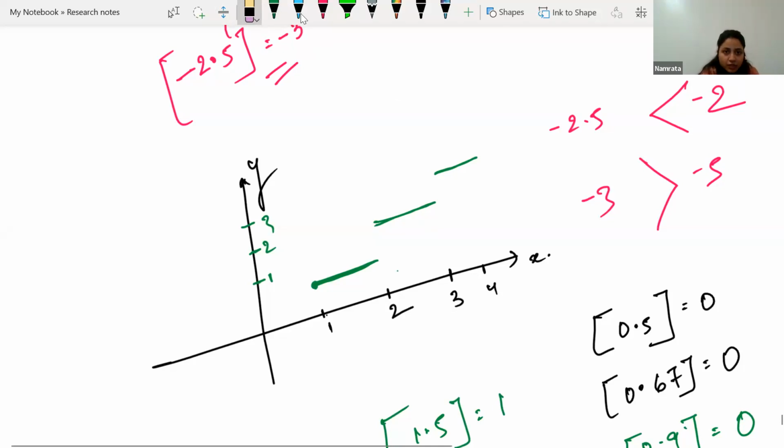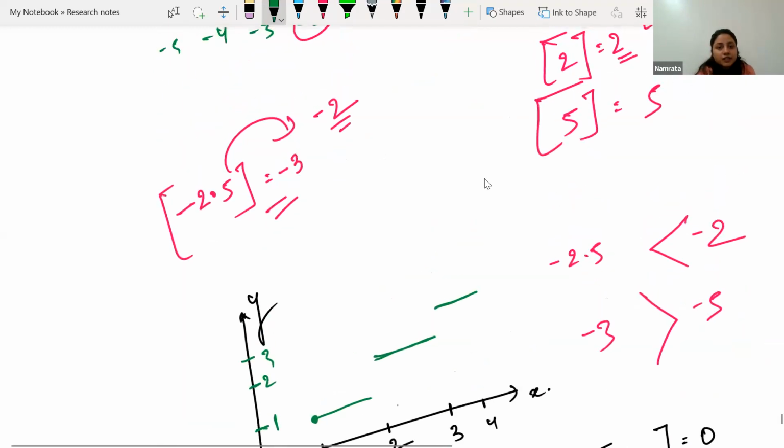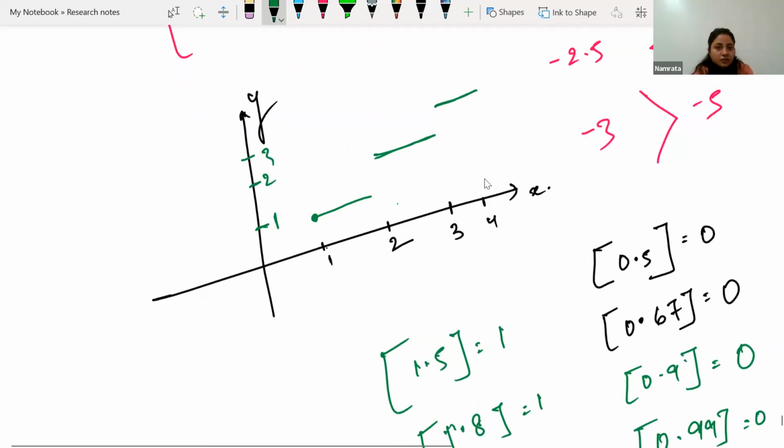Okay, or we can give, this is like in front of 1. Okay, don't get confused. Here we are having 1, here we are having 1. So this is the graph of the greatest integer function, and you can see it is not continuous.